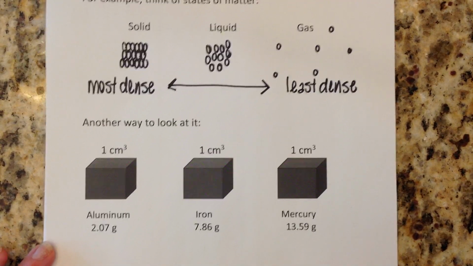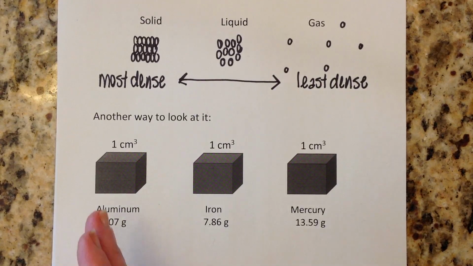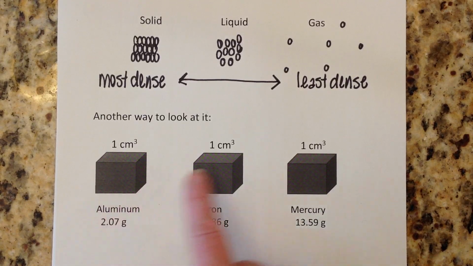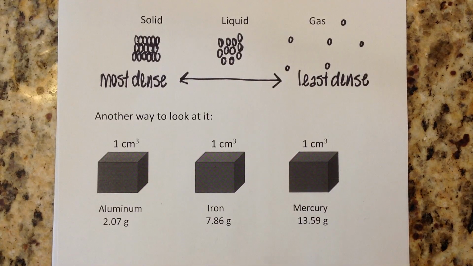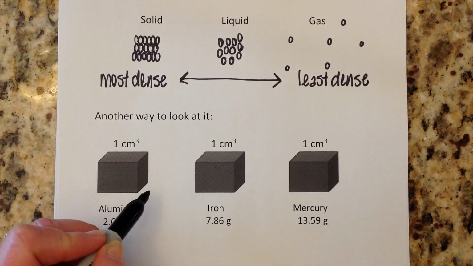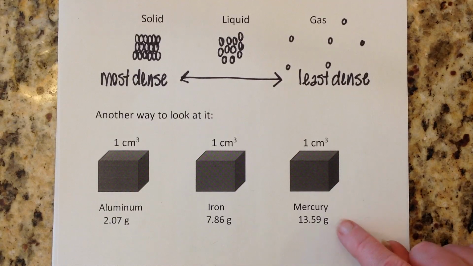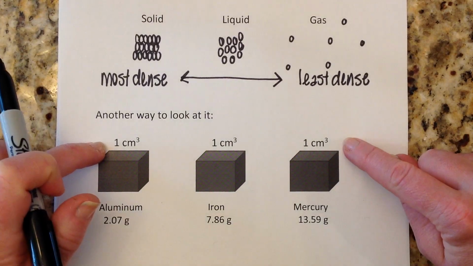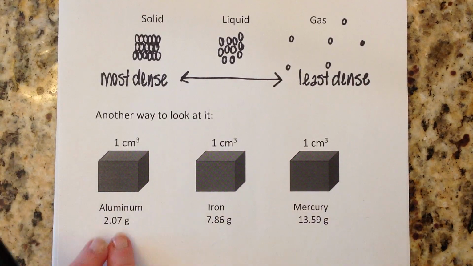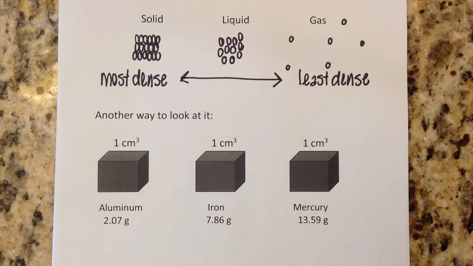Now, another way to think about density is this. Let's say that we had 3 cubes, all identical in size or volume. All of these are 1 cubic centimeter, and that means they're 1 centimeter by 1 centimeter by 1 centimeter. But you can see that they are different substances. We have aluminum, iron, and mercury. Aluminum, this cube is only 2.07 grams. But the exact same size cube of mercury is 13.59 grams. Mercury is more dense. It has a larger mass per the same volume as compared to aluminum and iron. So we would say that aluminum is the least dense and mercury is the most dense.